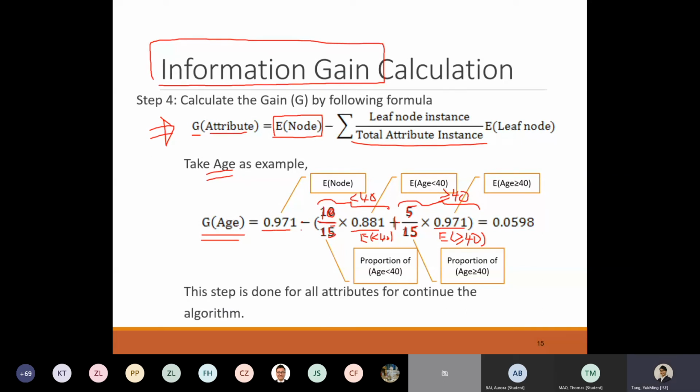Okay, and finally, we calculate the information gain. This is very simple. You just need to substitute all the values into this equation, and then you can finally get the answer. The information gain of the age attribute is 0.0898. Similarly, you need to calculate the information gain for all attributes using this equation.